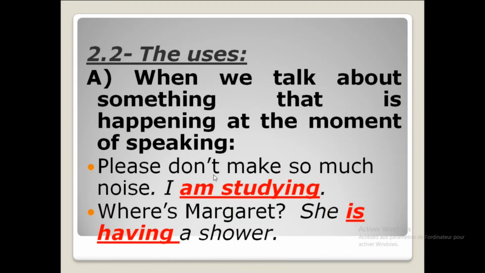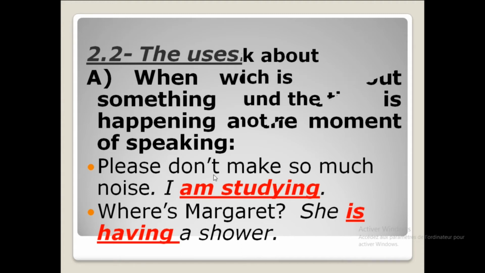Okay? So when do we use present continuous? A, when we talk about something that is happening at the moment of speaking. Examples, please don't make so much noise. I am studying. So what are you doing at the moment of speaking? What am I doing right now? I am explaining present continuous. Okay? Where is Margaret? She's having a shower.